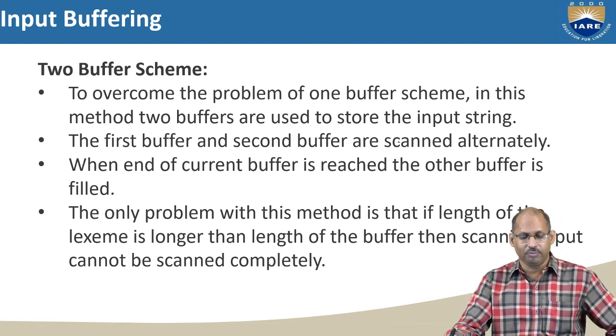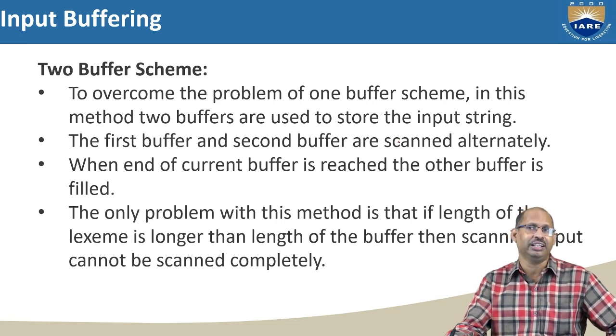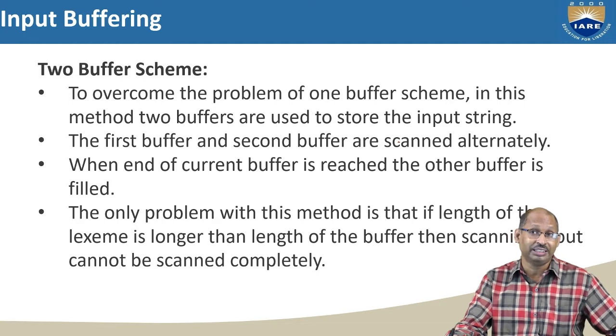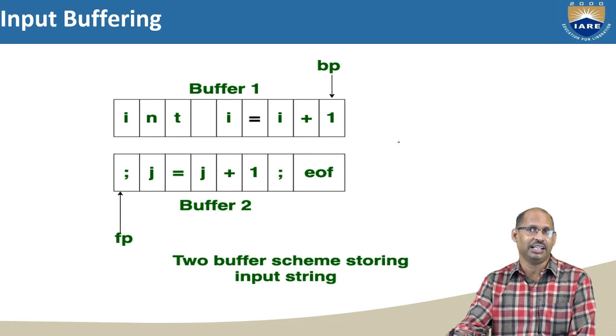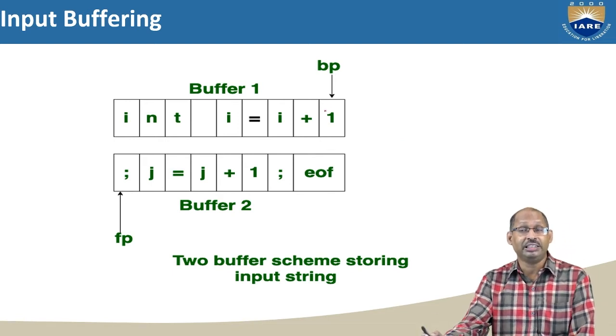The only problem with this method is, if the length of the lexeme is longer than the length of the buffer, then the input cannot be scanned completely. Right? If we are using a two buffer system, but the lexeme's length is more than the two buffer system can hold, then we are unable to find its length. So in the previous one, if you use a one buffer system, it is unable to find its respective token to be generated.